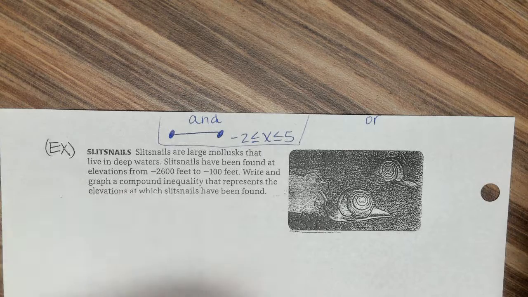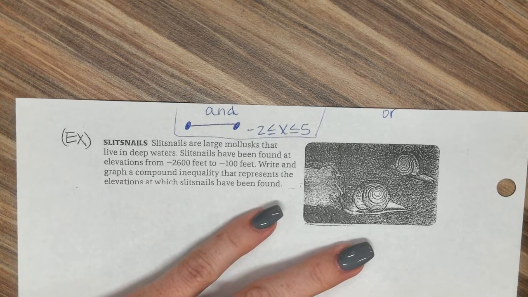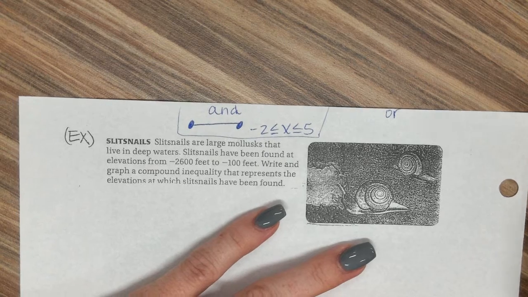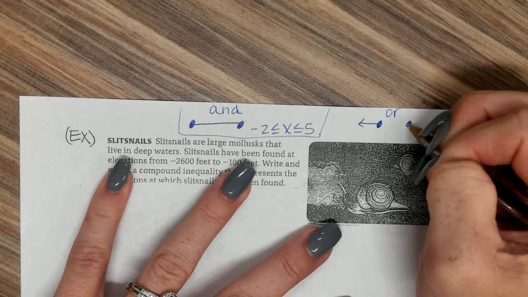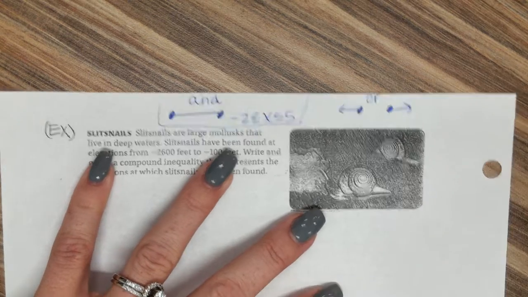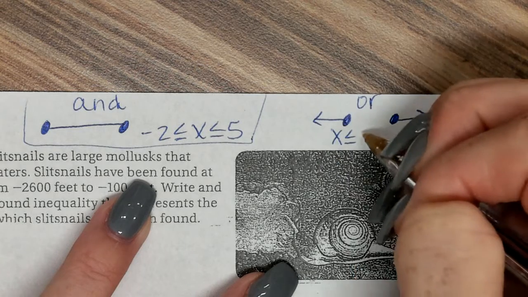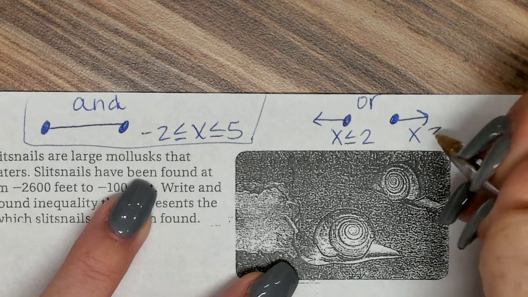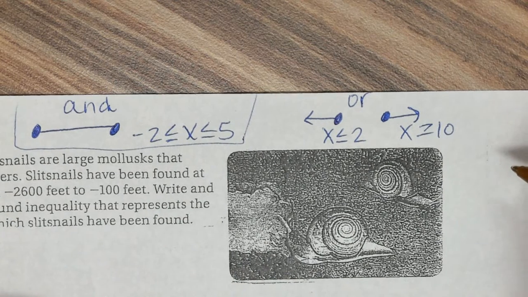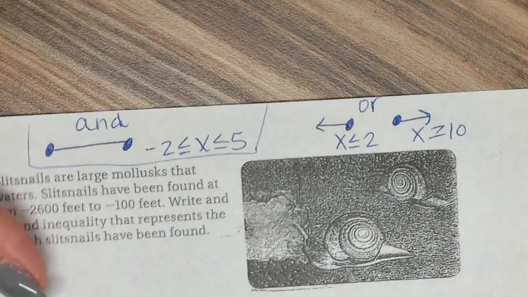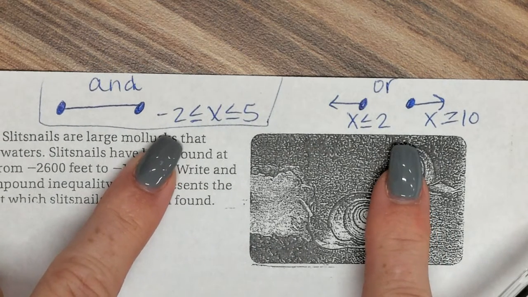Or. If it says "or," it will be two separate inequalities going in opposite directions. So like this, x is less than or equal to 2, and this is like x is greater than or equal to 10. Two separate inequalities, when graphed, going in opposite directions. These are both called compound inequalities.